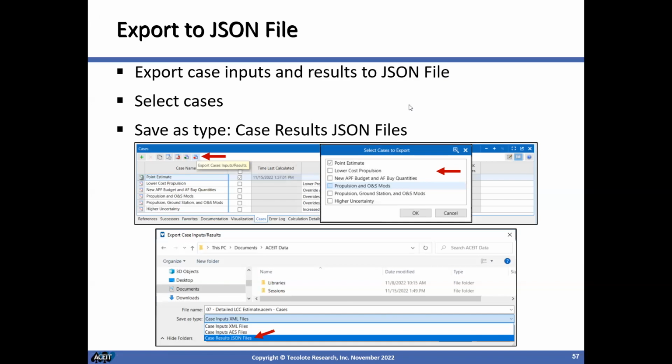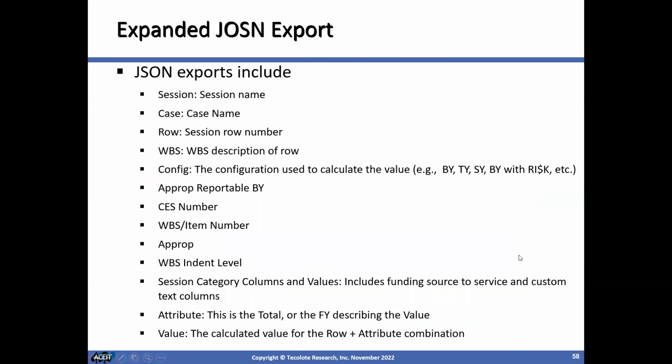With the 8.1 release, we added some additional information to the export. So when we did this with the service packs, it was really the case information and the row and some basic data. We've added to it quite a bit of additional data. And so this is the full list of what you can export with the JSON file as of the 8.1 software.